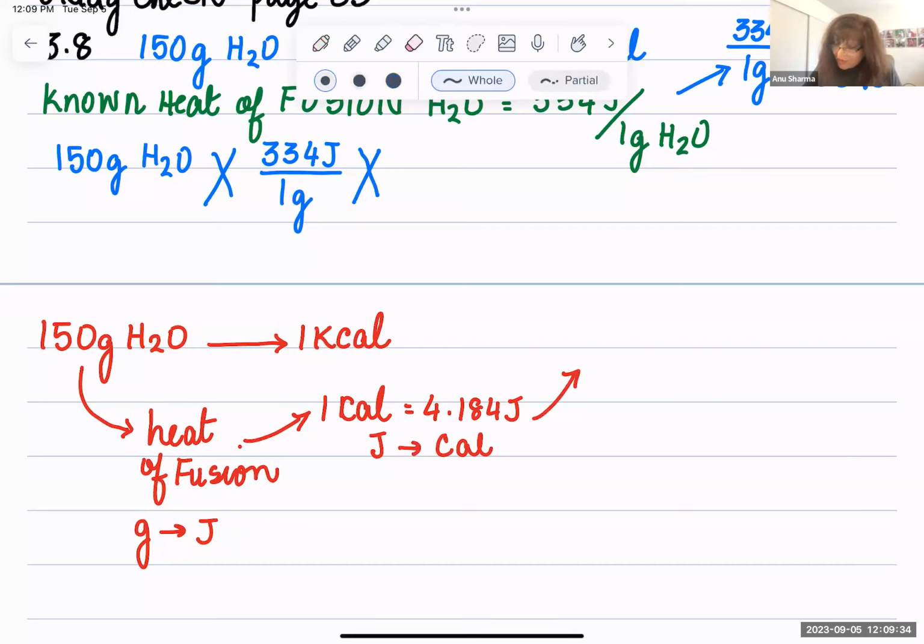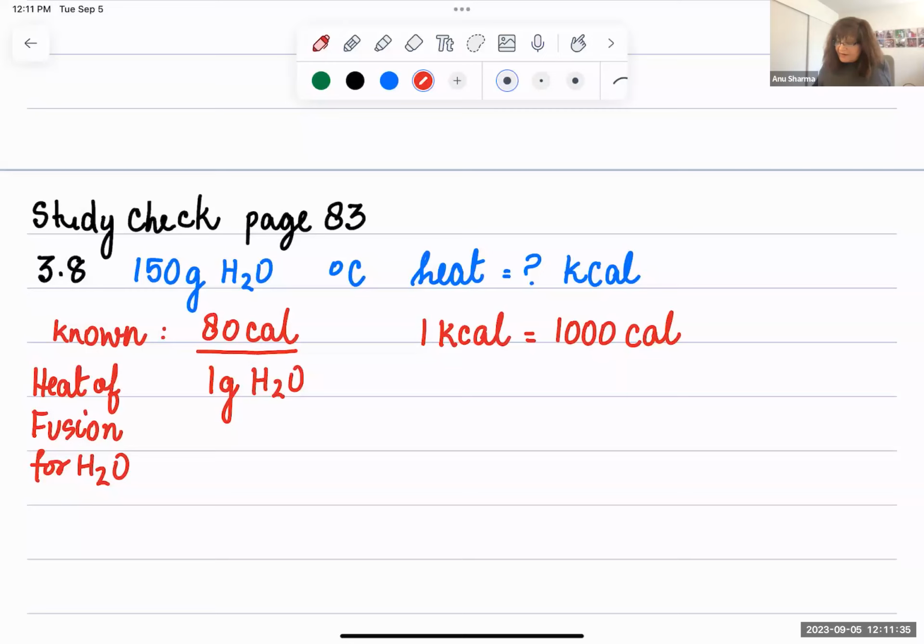I'm so sorry. Let me set this problem up in a more linear fashion. I was going by a very long route. This is a more direct route. This is the known heat of fusion of water in calories. Because the question asks for kilocalories, you can use this information rather than the joules. 1 kilocalorie is 1000 calories.